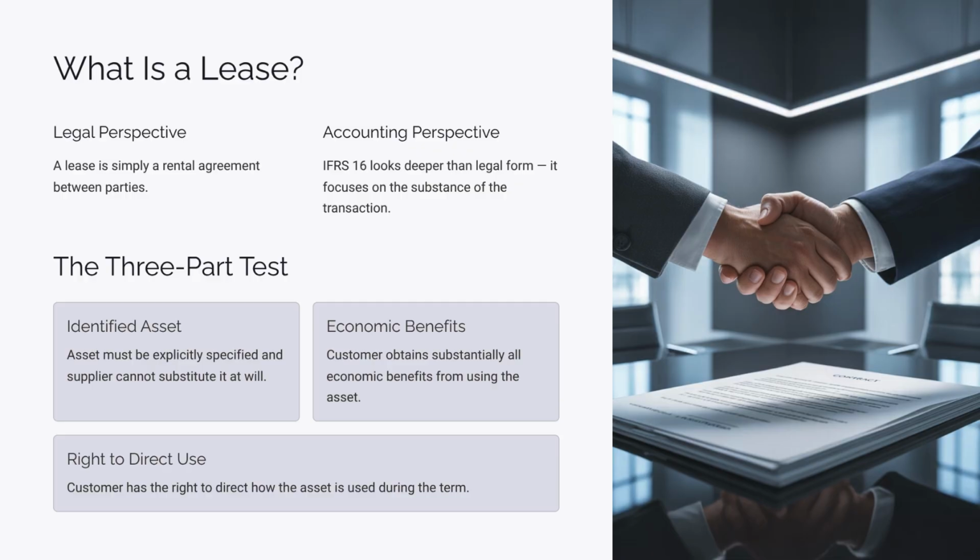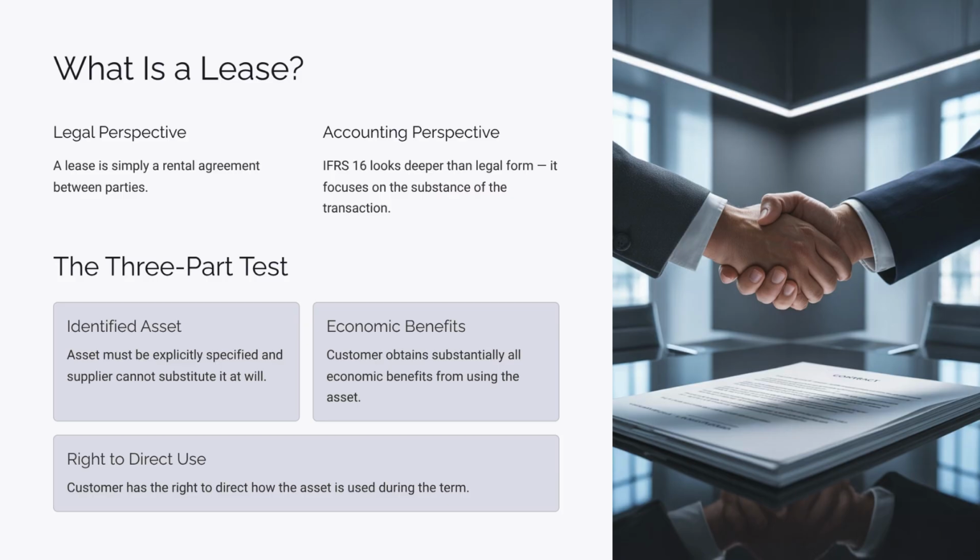To decide whether a contract contains a lease, IFRS 16 gives us a three-part test. Number one, there must be an identified asset. The asset must be explicitly specified in the contract, and the supplier cannot substitute it at will. For instance, if a company uses a car-sharing service where vehicles are interchangeable, that's not a lease. But if it rents a specific vehicle for its exclusive use, that is a lease.